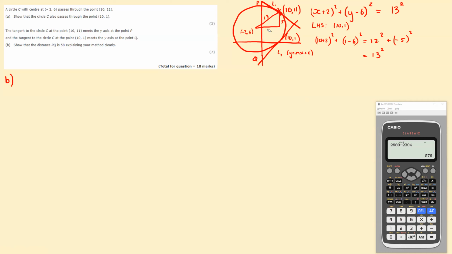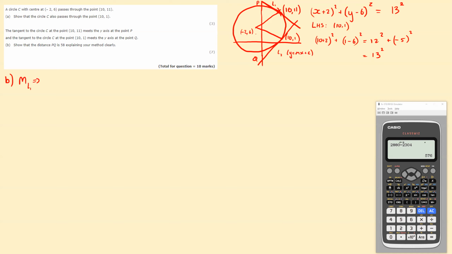In order to do that, however, we're going to need to find the gradients of these lines. So we're going to need to find the gradient of firstly this radius here and the gradient of this radius coming down here. That'll help us to find the gradient of L1 and L2. So I'm going to start with L1. So the gradient of L1.